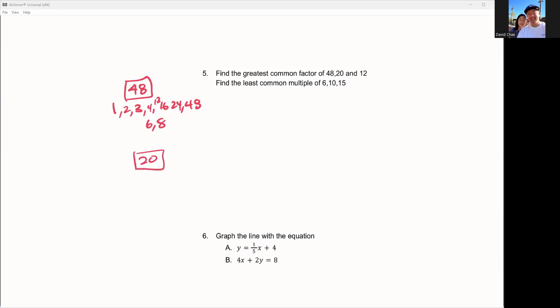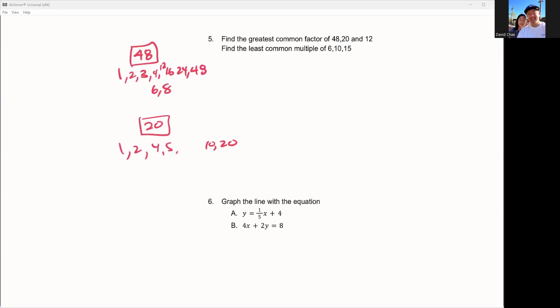1 and 20, 2 and 10, 4 and 5, I think, right? And then 12, 1 and 12, 2 and 6, 3 and 4, right? Are we good there? You guys know what we're doing? So what's the highest common factor? Okay, it would be what? The 4. Because they have the 4 in common, and that's the highest number that could go into all 3 of those numbers.